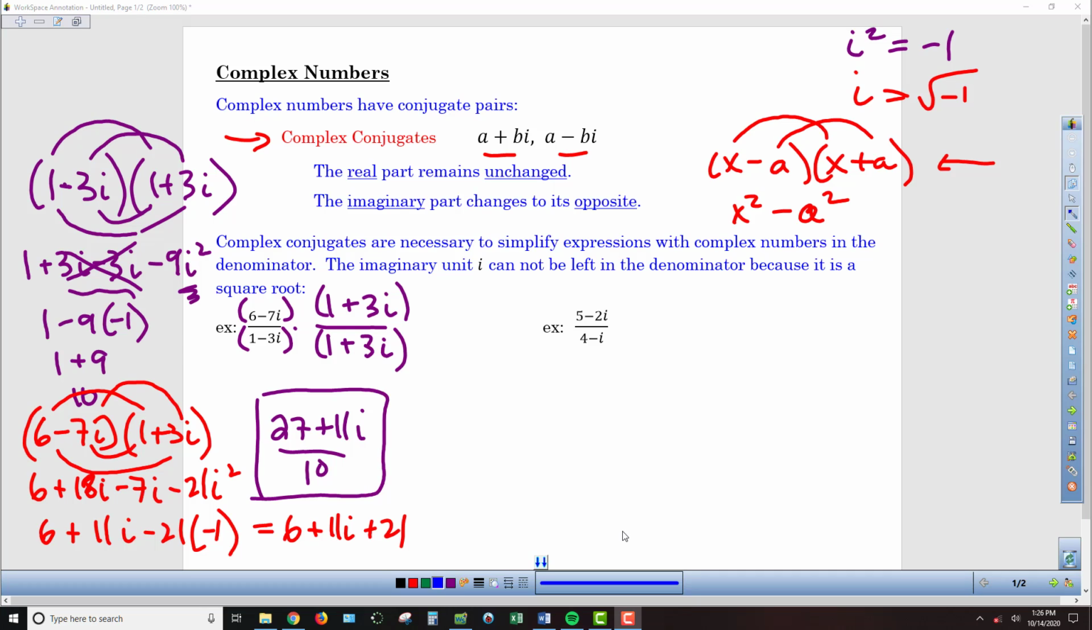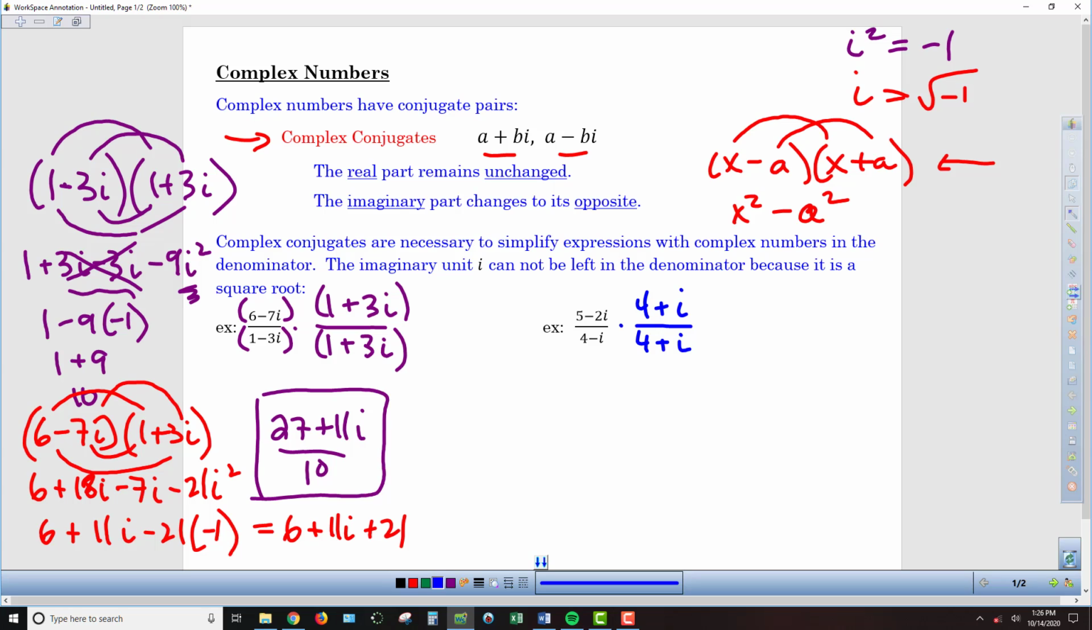For the second example, we're going to do the same thing. We're going to multiply the top and bottom by the conjugate pair of the bottom. So 4 minus i, I'm going to multiply it by 4 plus i. So I keep everything the same, but I just change the positive negative sign of the expression. So I have to do the same thing to the top and the bottom.